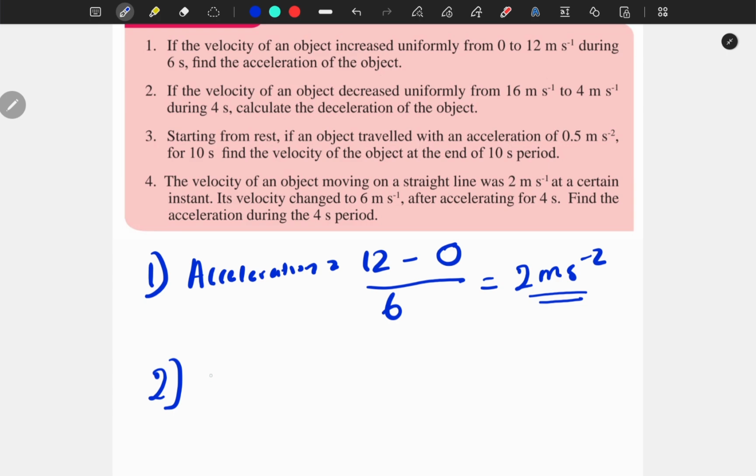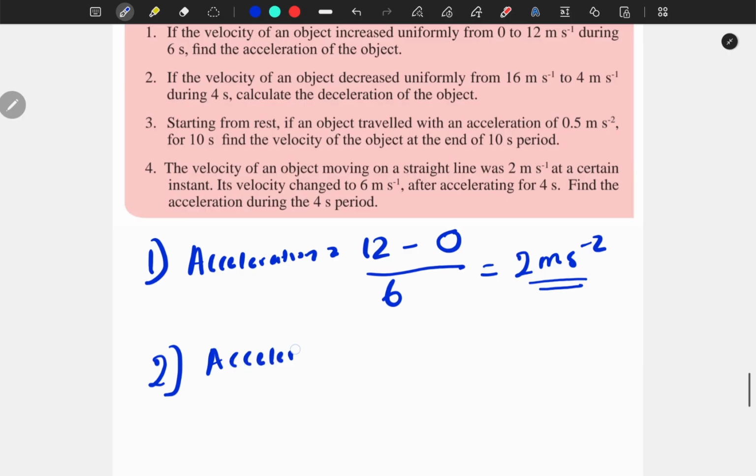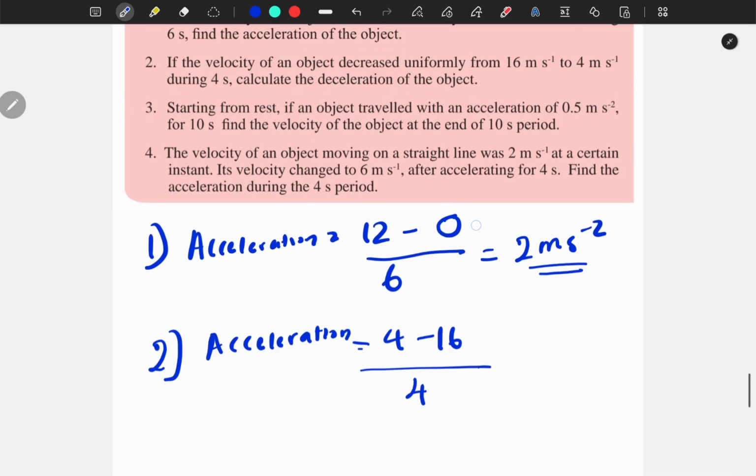For the deceleration, we don't write the deceleration first. First find the acceleration; then that answer will definitely become negative, and then you write the deceleration without the negative mark. So the same way as for the acceleration, the final velocity is 4, the initial velocity is 16, and the time is 4. Write the units in each case. Then 12 over 4 is 3, right? 3 meters per square second.